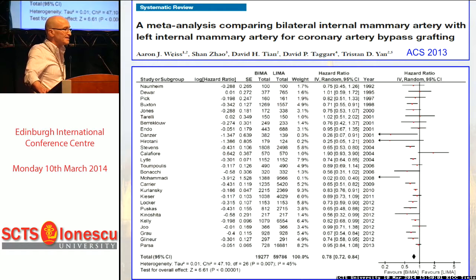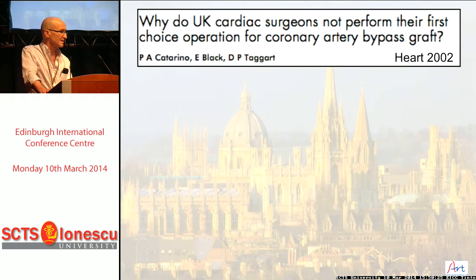Now, this is an updated meta-analysis published in the Annals of Cardiothoracic Surgery last year. I'm one of the co-authors. And if you look towards the bottom, you can see that this now compares almost 20,000 bilateral IMAs and almost 60,000 single internal mammary arteries, and again showing the hazard ratio for death of 0.78, so highly statistically and clinically significant. And if we ask the question, why do so few surgeons in Western Europe or the US use bilateral IMAs? We again tried to answer this more than a decade ago.